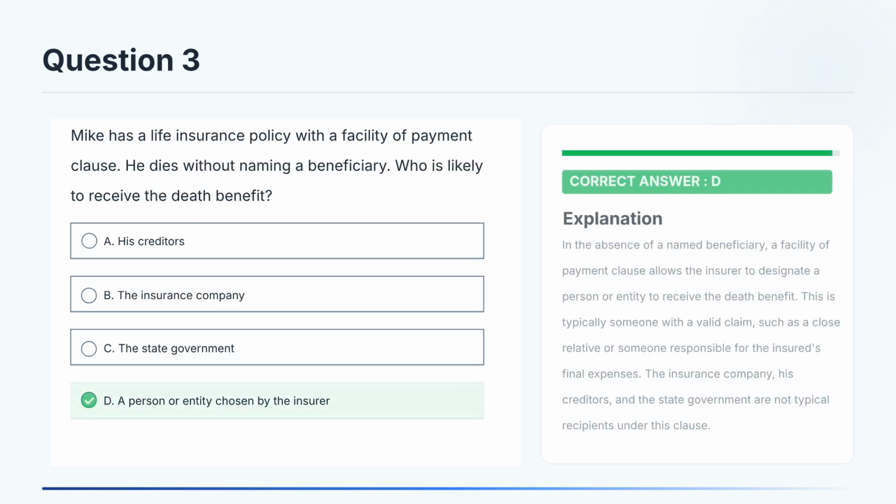The correct choice is D. A person or entity chosen by the insurer. In the absence of a named beneficiary, a facility of payment clause allows the insurer to designate a person or entity to receive the death benefit. This is typically someone with a valid claim, such as a close relative or someone responsible for the insured's final expenses. The insurance company, his creditors, and the state government are not typical recipients under this clause.